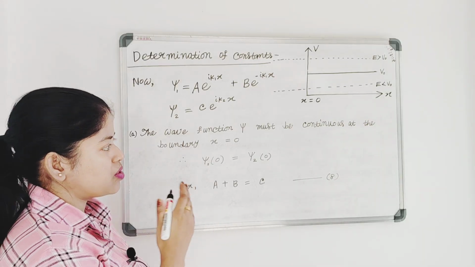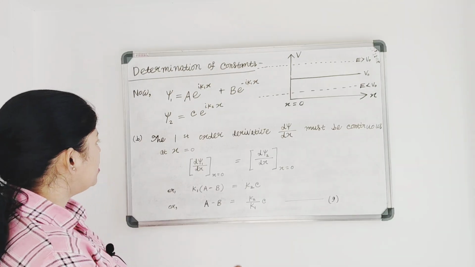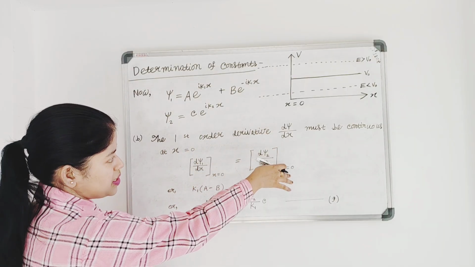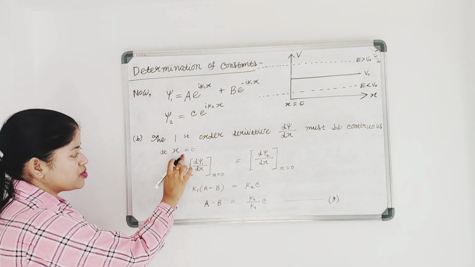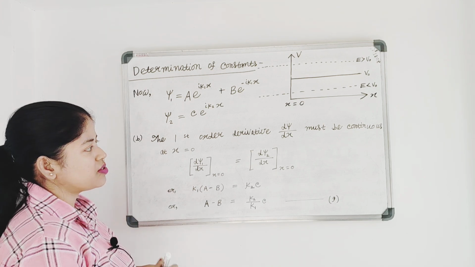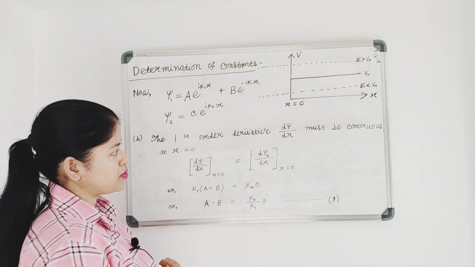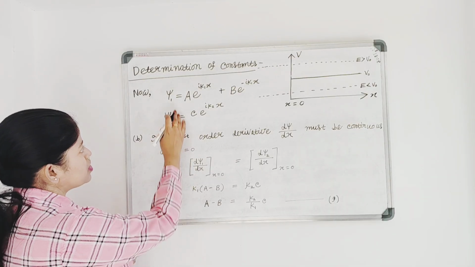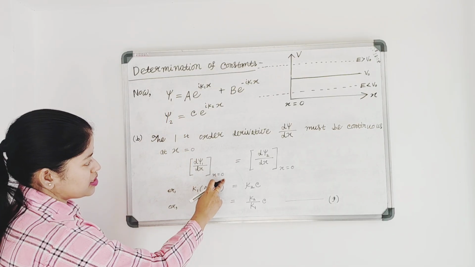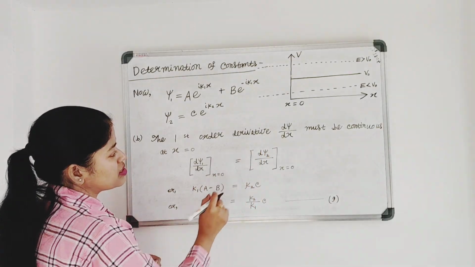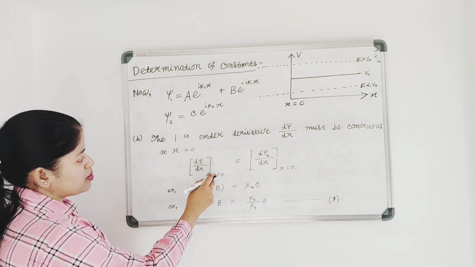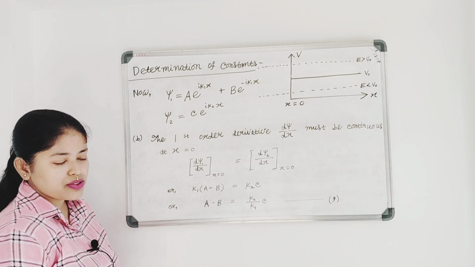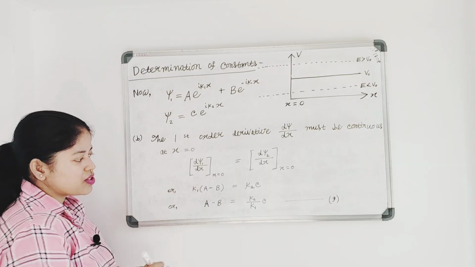Now we consider the next condition. The second condition is that the first order derivative of the wave function, d psi by dx, must be continuous at x equals 0. Applying this condition on psi 1 and psi 2, we get d psi 1 by dx at x equals 0 equals d psi 2 by dx at x equals 0. If we take the derivative and put x equals 0, we get k1 into (A minus B) equals k2 C. That means A minus B equals k2 by k1 into C.